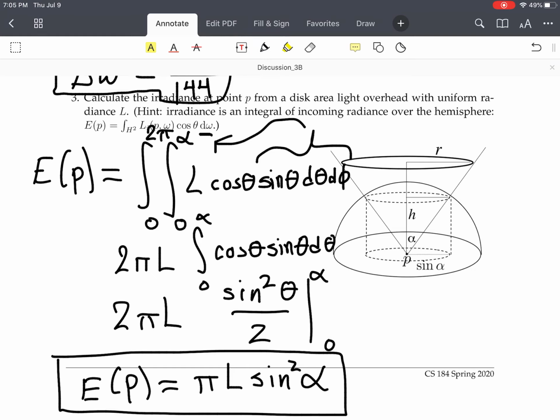So we had this integral that was given to us. We took this d omega, changed it into sine theta d theta d phi, so it changed the integral into a double integral, found the limits, and then just integrated out, and we got our answer for the irradiance. Okay, so that's all for this discussion. We went over some ray tracing, bounding volume hierarchies, and some radiometry. Look forward to seeing you next time.